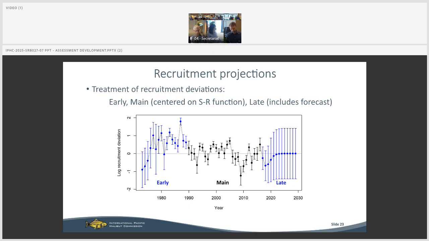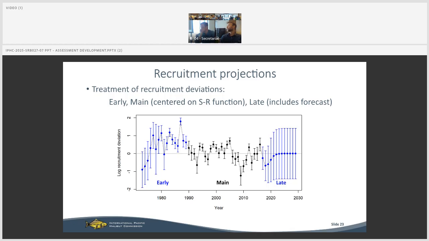And then you have a late period where you're, again, no longer constrained to be centered on the stock recruit function, but you can see as you leave the period with data, you'll just end up back at a 0 deviation, and the variance will go to sigma R in the forecast period. This is the way the software is set up. It's set up this way on purpose so that you can maintain centering of your informed time period on the stock recruit function and allow for essentially whatever initial conditions you need and allow for the end period.